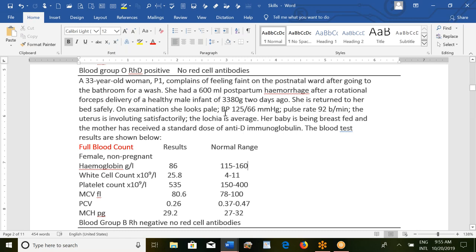So here, to begin with, check her temperature, send blood for culture and sensitivity, start IV antibiotics, correct if she's dehydrated, and after that get her reviewed by the hematologist.